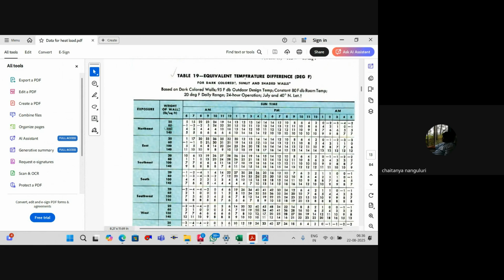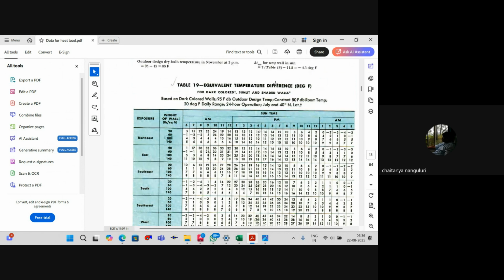So this is equivalent temperature for dark color sunlight. Though it's light color, we will design it for dark color so that we'll be safer anyway. So for this, we have to calculate. I've told you already, we will get it for 40° north latitude. We'll correct it afterwards. That's the reason we use correction temperature difference anyway. So summer, we have to consider.